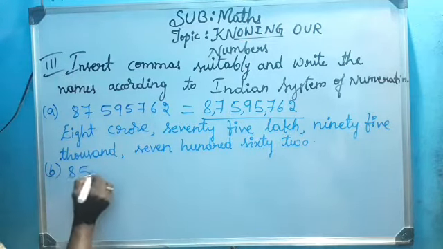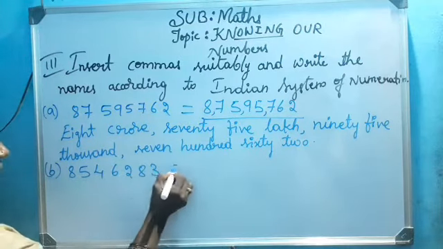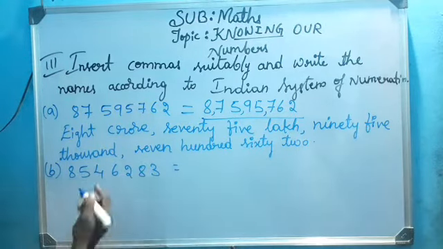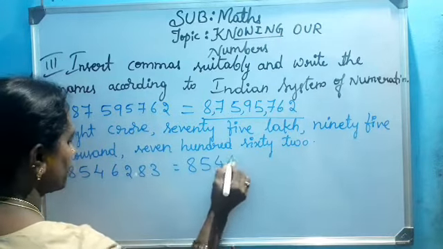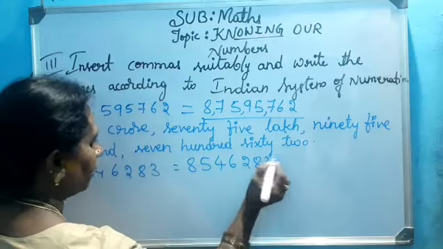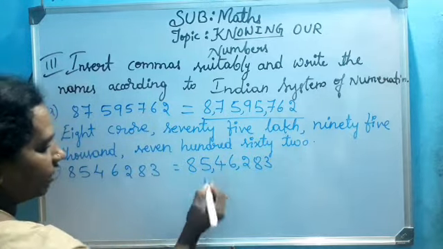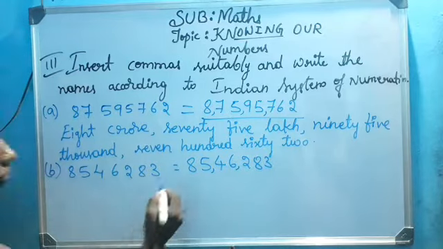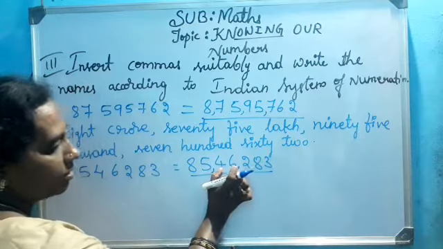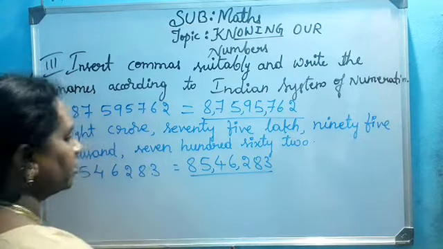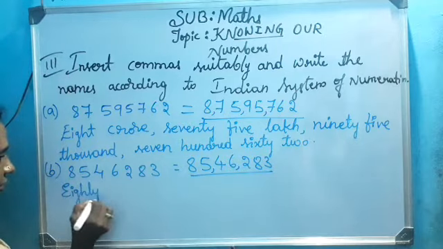The next question, 8, 5, 4, 6, 2, 8, 3. Again same thing, repeat the numbers once again. 8, 5, 4, 6, 2, 8, 3. First 3 digits, after that one comma, again 2 digits after one comma. So 85 lakh 46,283. Write the number in words.